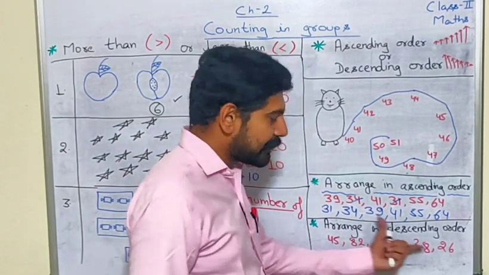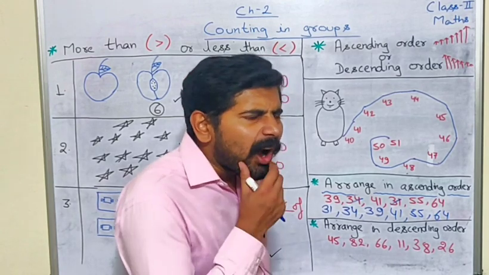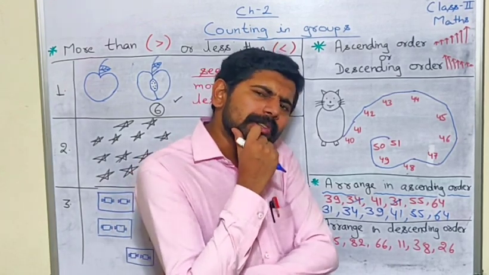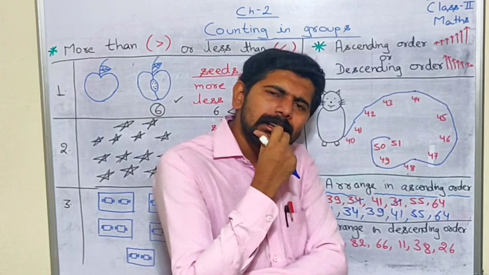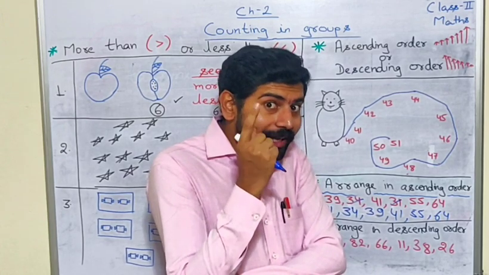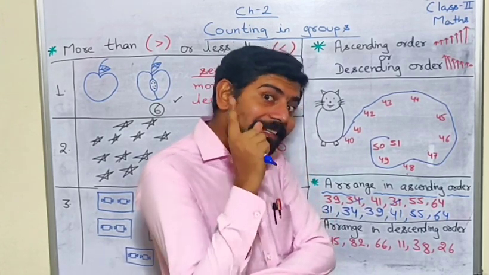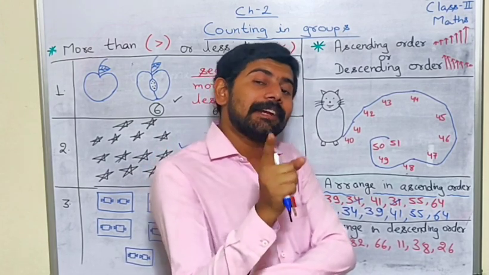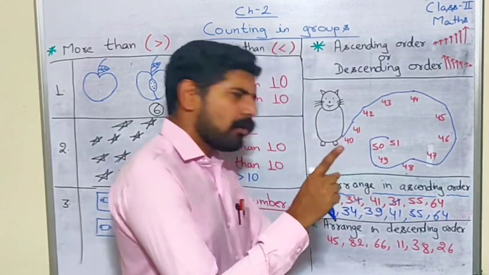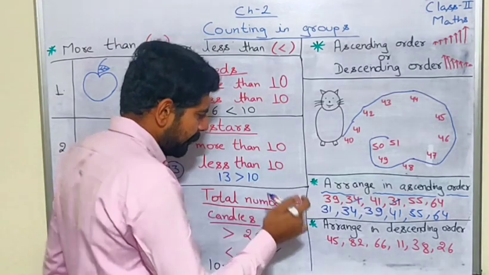Here again we are given some numbers. But how will we write descending numbers? Descending order, how will we write? Yes, we know that in descending order we have to write the biggest number first. Okay, let's find out the biggest number.